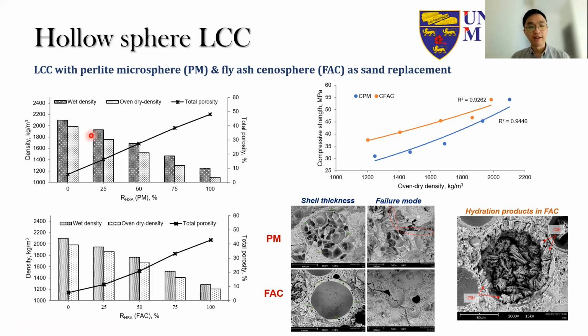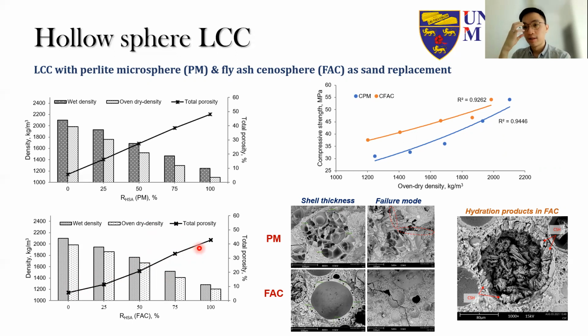So we increase the sand replacement amount from 0% to 100%, right? And in this case, you can see obviously for the use of both Perlite microsphere and the fly ash cenosphere, the densities are basically reduced in quite a linear trend. And with the 100% sand replacement with the hollow sphere, the density can go to as low as about 1,300 kg per cubic meter, right? And of course, in this case, the porosity will be increased at the same time.